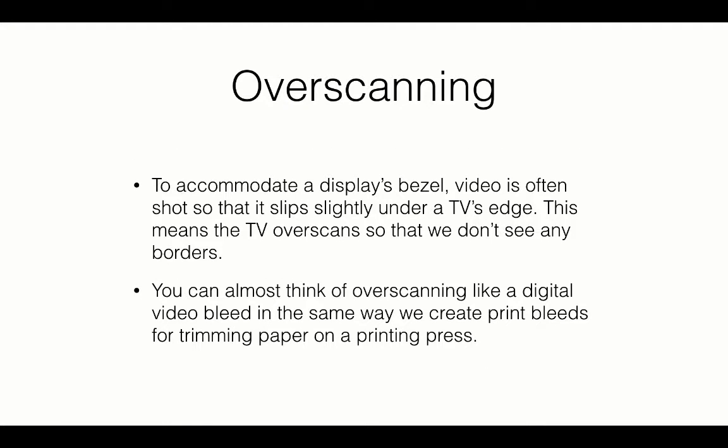So overscanning, all right, what overscanning is the bit that you get outside of what you normally would see on a television. To accommodate a display's bezel, you know, like the little thing that goes around a television, for instance, video is often shot so that it slips slightly under a TV's edge. This means that the TV overscans so that we don't see the borders. So basically it cuts a little bit of it off.